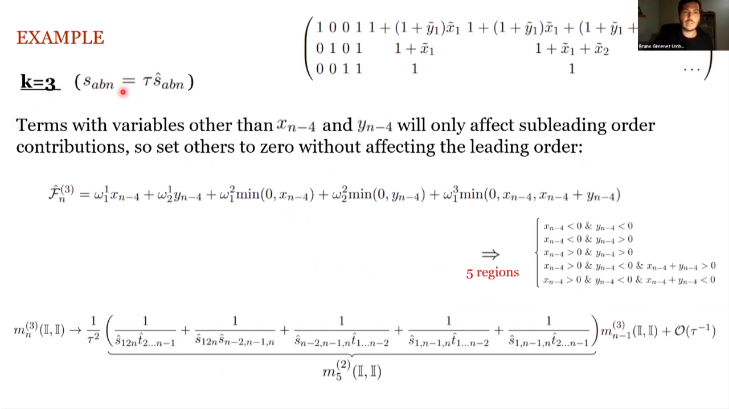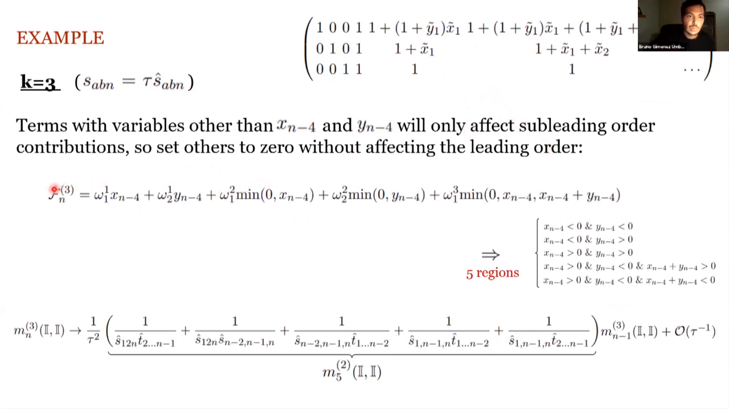So for example, for k equals 3, we take the n particle being soft. This would be a possible parameterization for the positive Grassmannian. And after tropicalizing, we notice that different values for all the variables except for these two don't contribute to the leading order. So we can set them to 0.